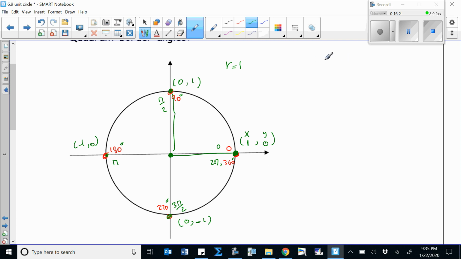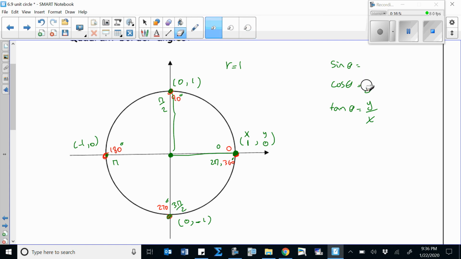And we have also learned that on a unit circle, if we have a point with coordinates x and y, cosine of theta is x and sine of theta is y. We also learned that in this case, tangent of theta is y over x. So if I have sine and cosine, I just divide y over x, and that will be tangent. Oh, I'm sorry, I made a mistake here. Sine is y and cosine is x.